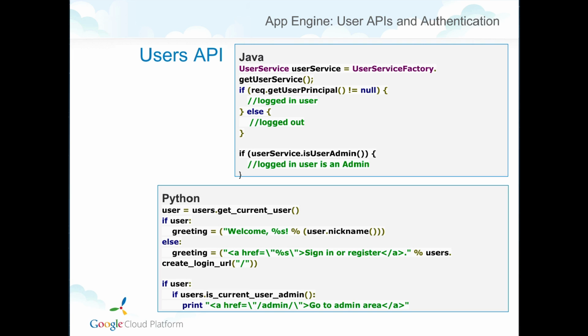In Python, it's very similar. Here I show a little bit more code where you'd actually use the create login URL method. When you create the login URL, you just tell it the URL that they would be redirected to on your application after they get authenticated.